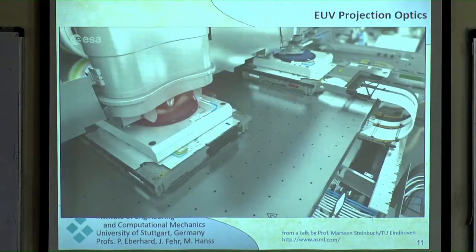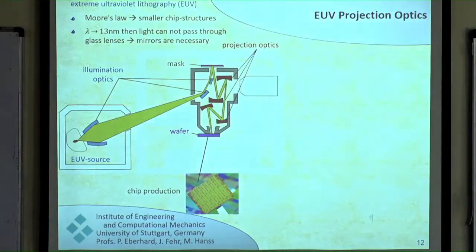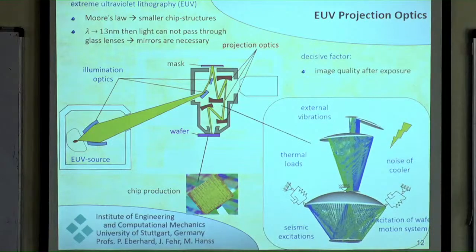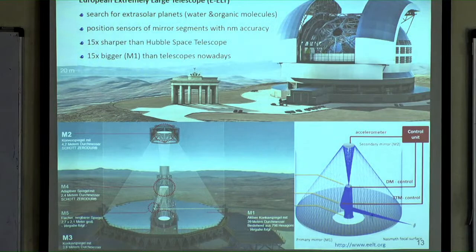So, okay, now let me jump over this and continue. These machines are called extreme ultraviolet lithography machines, and they are required because light does not pass through lenses anymore if the wavelength is too short. And there are all kinds of disturbances again. I will show you later how to do computations.